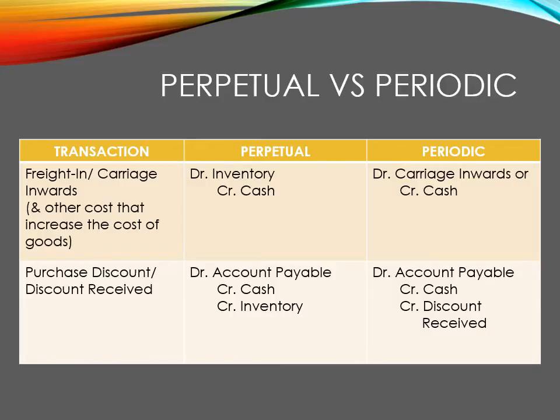Or you need to pay a tax for the goods purchased. So you will debit the tax on goods account, and you will credit cash if you pay by cash, or if it is included in the invoice, then you will credit the account payable.